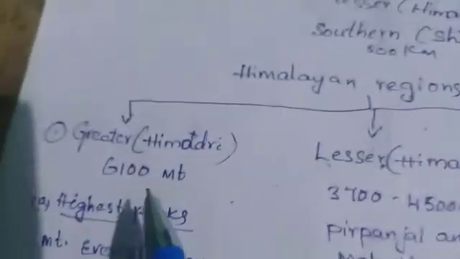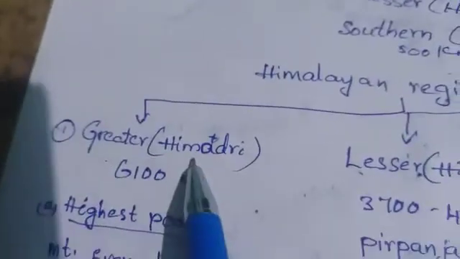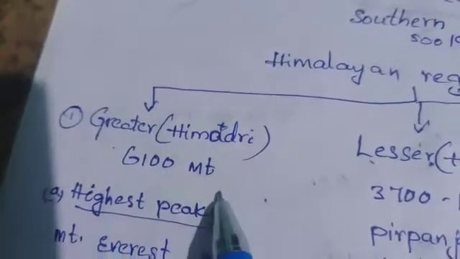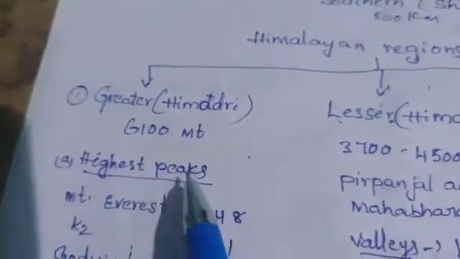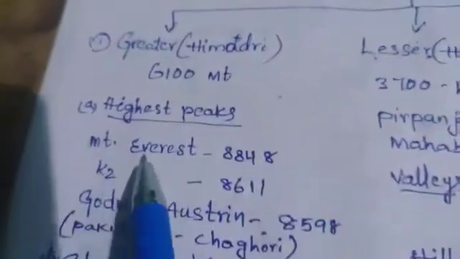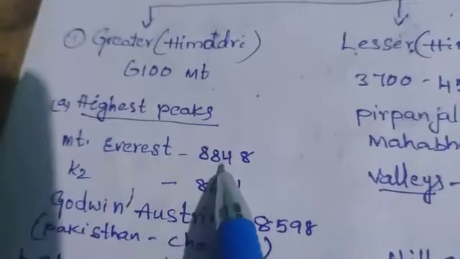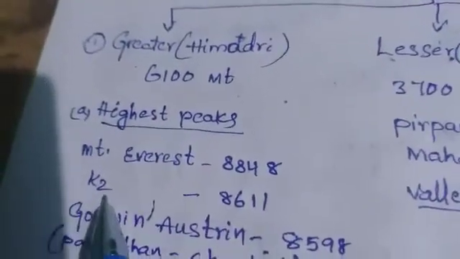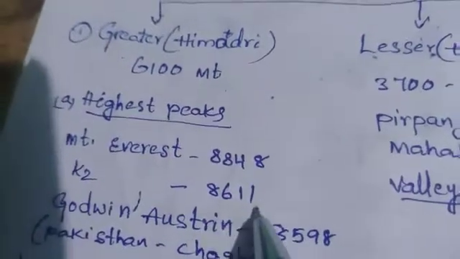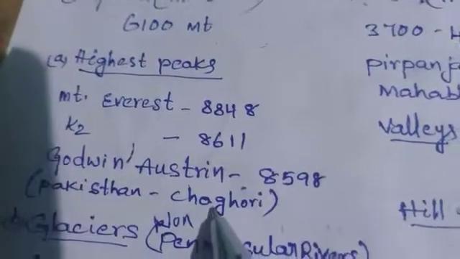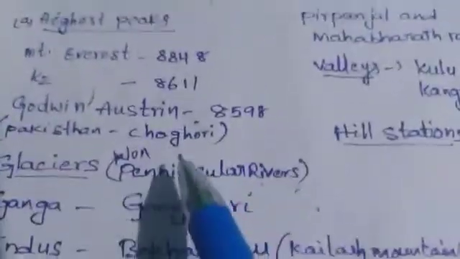Observe this table, you can understand very easily. First one, Greater Himalayas. The height of the Greater Himalayas is 6,100 meters. So most of the highest peaks are located in the Greater Himalayas. For example, Mount Everest, 8,848 meters. K2, the highest peak in our India, 8,611.